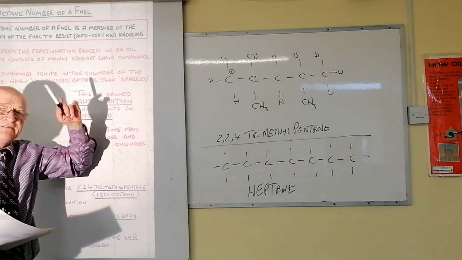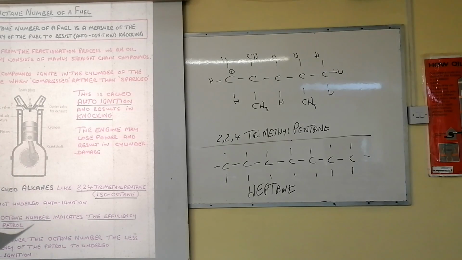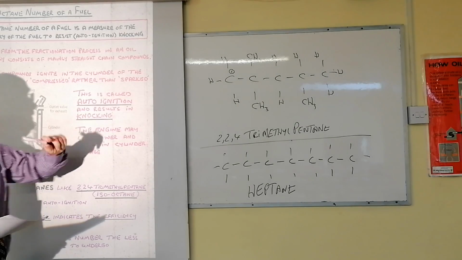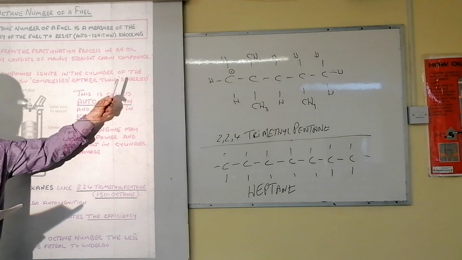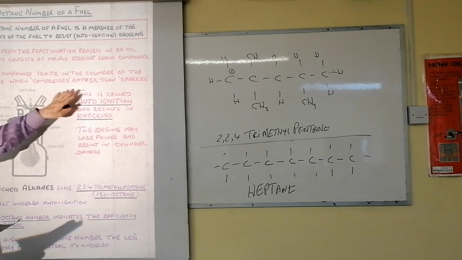Knocking is an official science term. Causes a vibration in the engine. Okay, not good for it, by the way. Petrol formed from the fractionation process consists mainly of straight chains, which are fairly useless. Okay, consequently, these compounds ignite in the cylinder when they are compressed rather than when they're sparked. We want them only to burn when you light them. When they're compressed. Compressed comes before sparking.